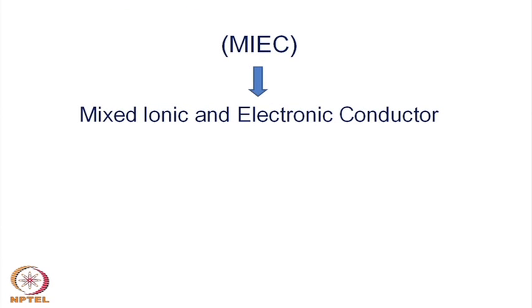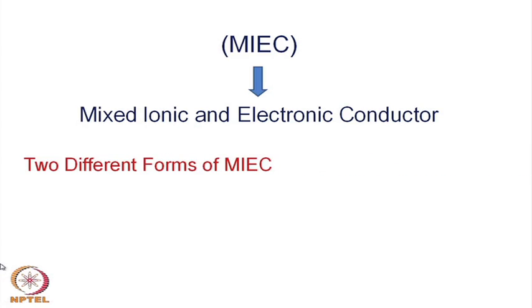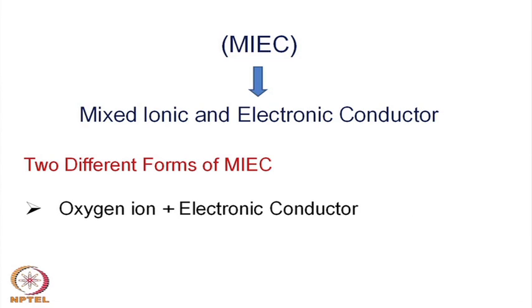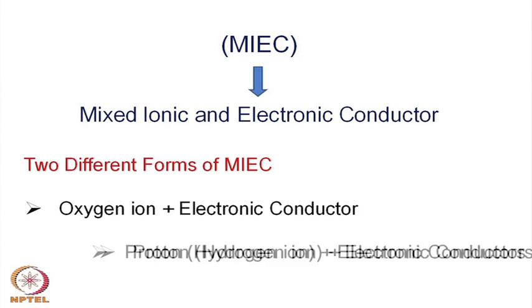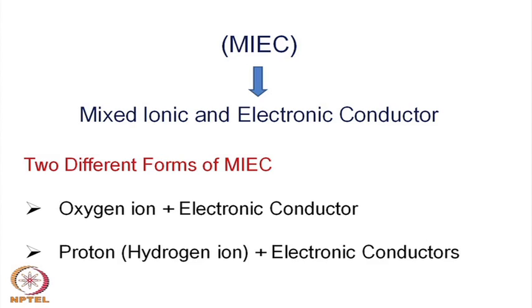So, this is MIEC. In this context, we have the importance of the MIEC, which is mixed ionic and electronic conductor. This is the basic discussion we are coming to. There are two different forms, or types, of MIEC: one is an oxygen ion plus electronic conductor, and the other is a proton or hydrogen ion conductor plus electronic conductor.